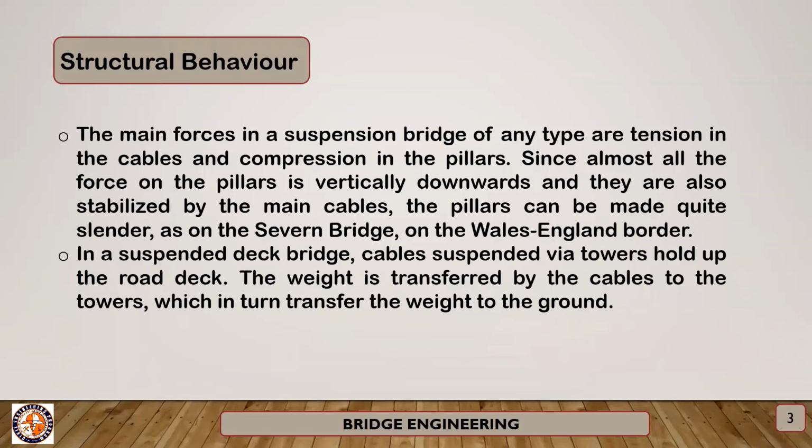In a suspended deck bridge, cables suspended by a tower hold up the road deck. The weight is transferred by the cables to the towers, which in turn transfer the weight to the ground. Assuming a negligible weight as compared to the weight of the deck and vehicles being supported, the main cables of a suspension bridge will form a parabola, very similar to a catenary, the form the unloaded cables take before the deck is added.